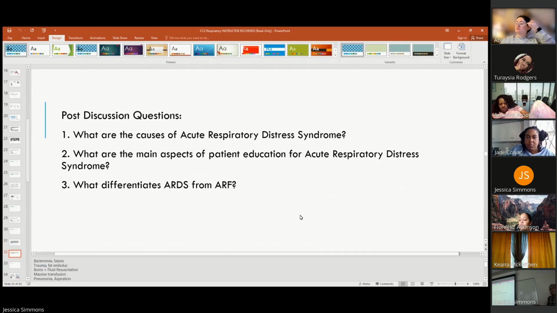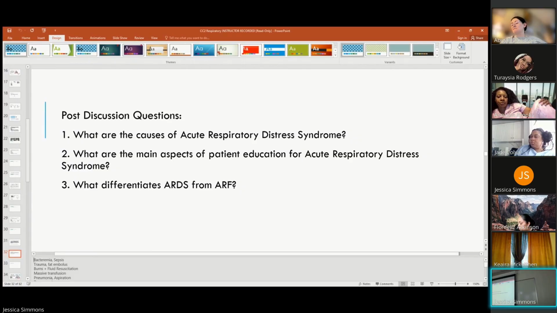So what was his cause of ARDS? Pneumonia. He had strep A pneumonia. What are the main aspects of patient education for acute respiratory distress? So his cause was pneumonia, but there are a ton of other causes also, which include bacteremia, sepsis, trauma, pneumonia aspiration, drug overdose, drowning.